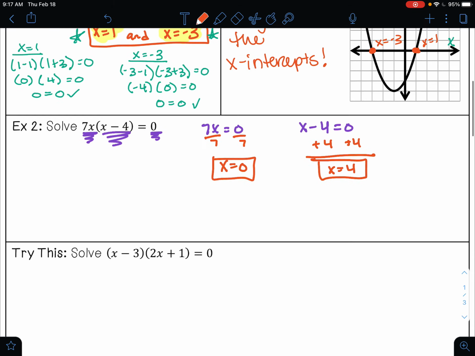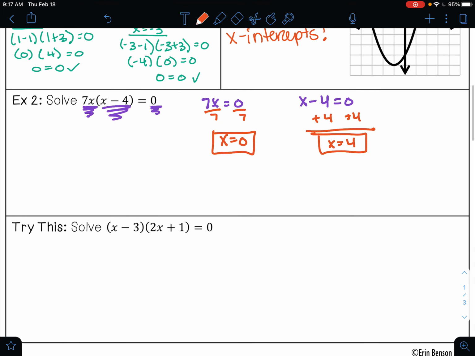What I want you to do is go ahead and pause this video and complete this try this problem. Actually pause it and see how far you can get. Don't just wait for me to do it. See if you can apply what you have learned so far.